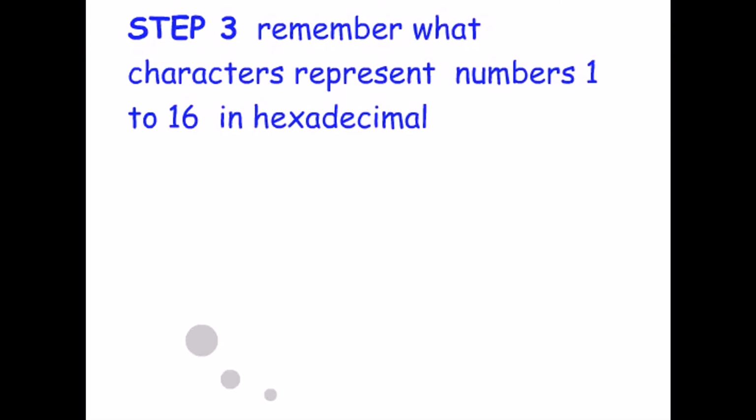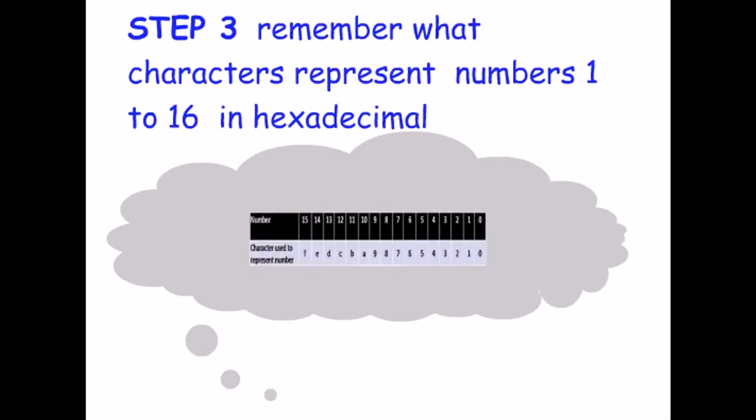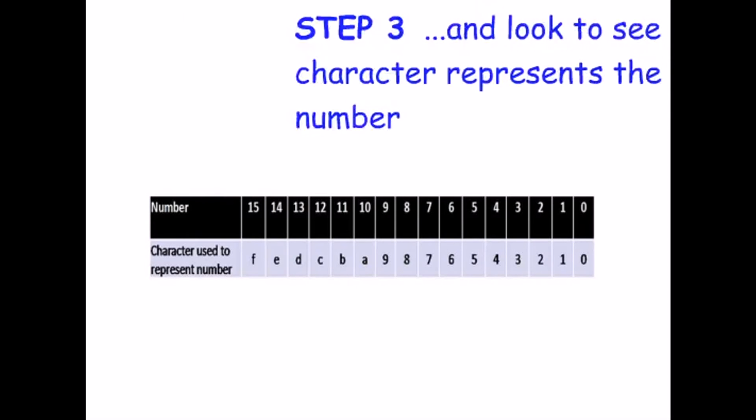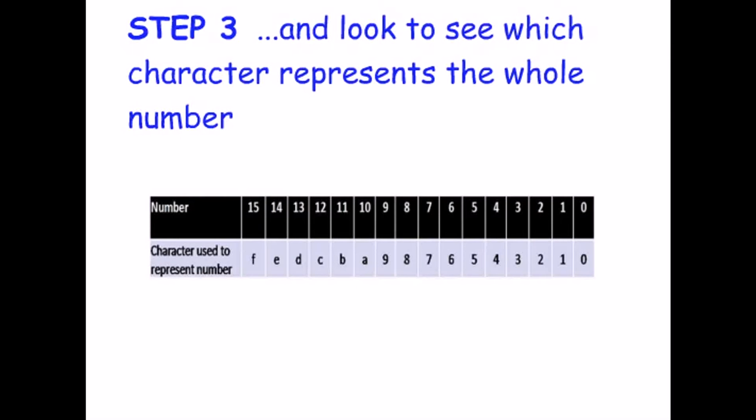Step 3, you just need to remember what characters represent numbers 1 to 16 in hexadecimal, which is very simple. You need to remember when you get to 10, we start using letters. So for 10 we use A, for 11 we use B, for 12 we use C, for 13 we use D, for 14 we use E, and for 15 we use F. Then you can look to see which character represents the whole number you got from step 2, which in our example was 15. So the character which represents it in hexadecimal is F.